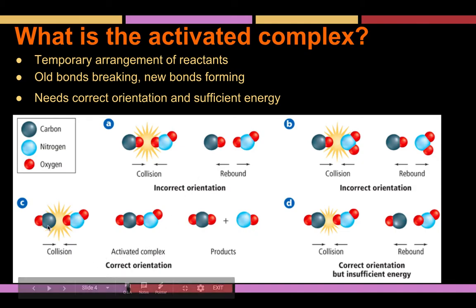So we have this collision. We have carbon monoxide, so see carbon and oxygen, and we have nitrogen dioxide. They smash together, and when they hit just right, they need 2 things to collide and form this activated complex. They need to have the correct orientation. So in this case, we have to have a carbon lined up with an oxygen. And they have to have sufficient energy, so they have to smash together hard enough.